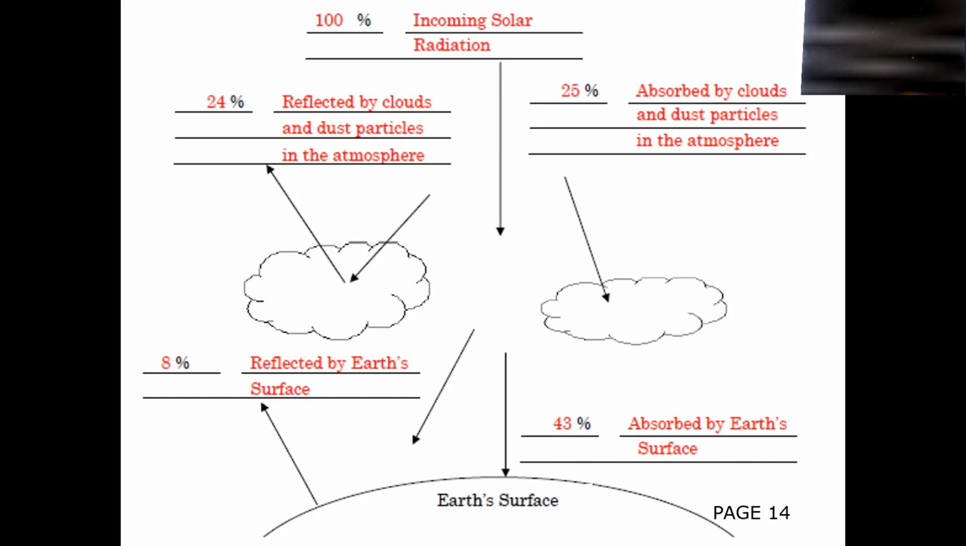Then some of it does make it through the clouds, but then a little bit of it, 8% or so, bounces back off into space when it hits objects on Earth. What are some things on Earth that could cause the sunlight to bounce back up into space? Water's one. Shiny things like metal. What are some other things that could cause the sunlight to bounce back up into space?